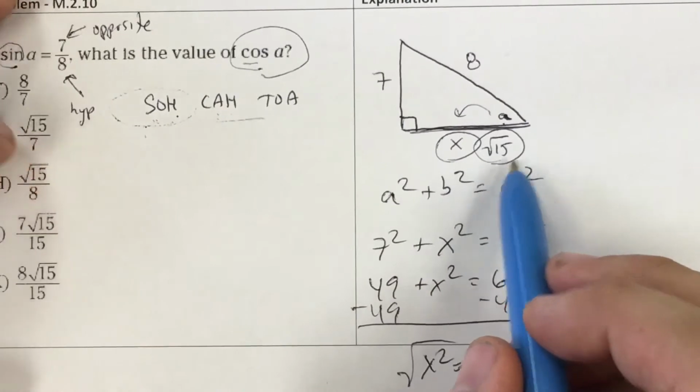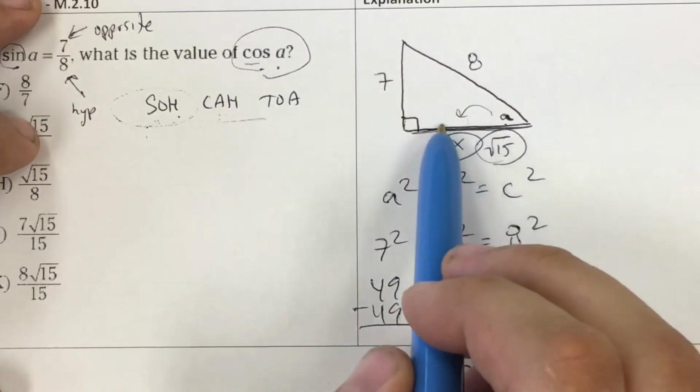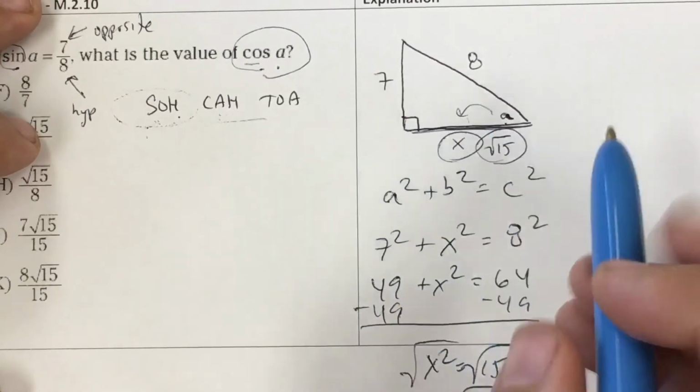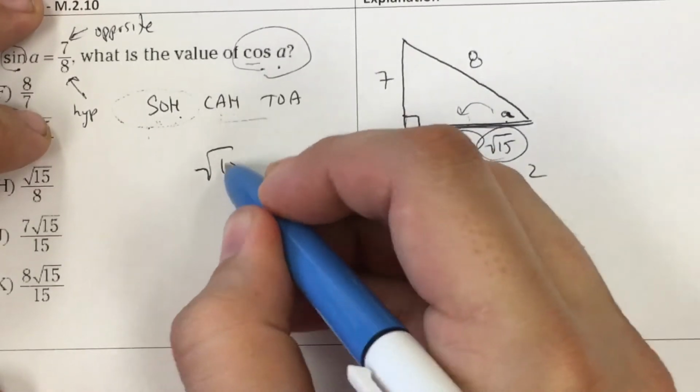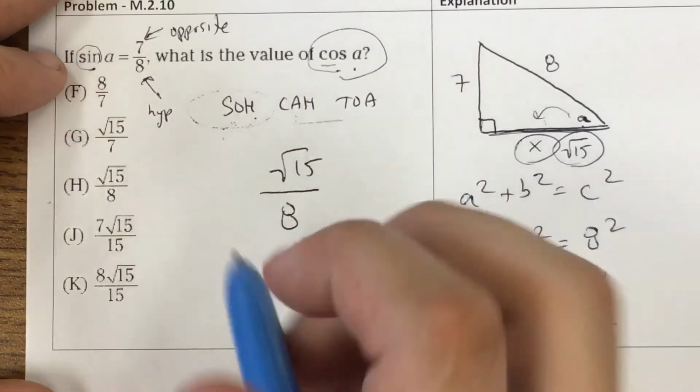Now, let's go back to the question. Cosine of A is the adjacent side, which is this side, over the hypotenuse. So that is the square root of 15 over 8. And lo and behold, that is actually an answer choice.